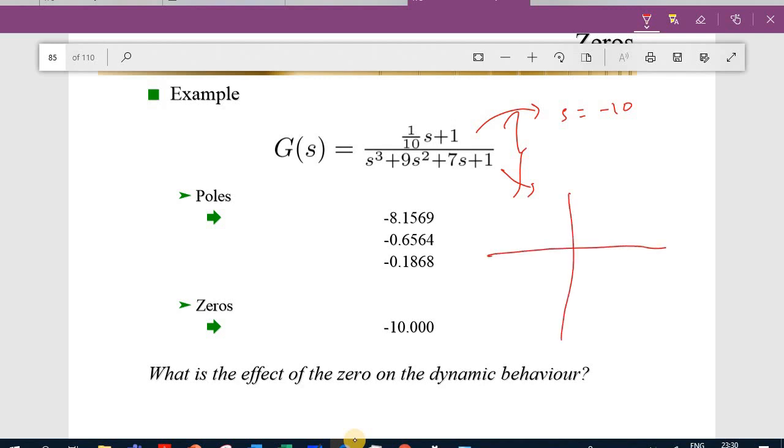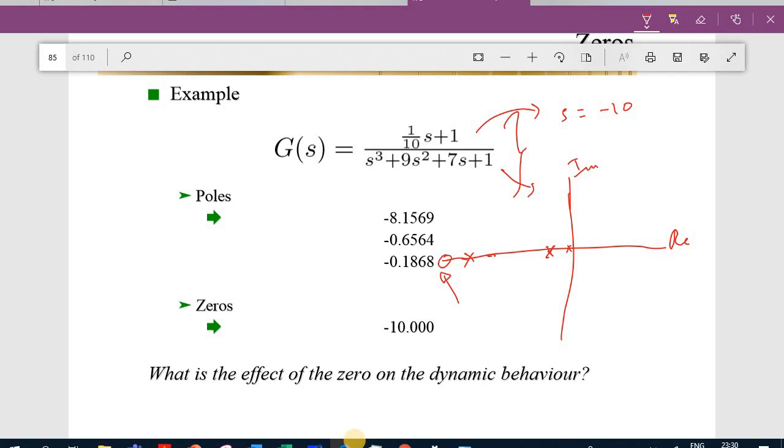So if you draw your S-plane, with the imaginary and the real axes, here we have poles at minus 8, minus 0.6, and then minus 0.18. That's really close. And the zero is at minus 10. If you compare this zero to the closest or dominant pole, it's more than 10 times farther, right? So definitely the pole is dominant, and this zero will have no effect at all.